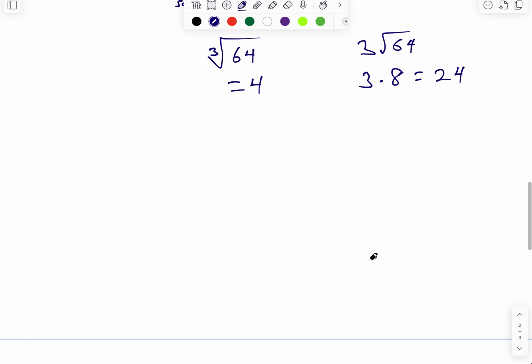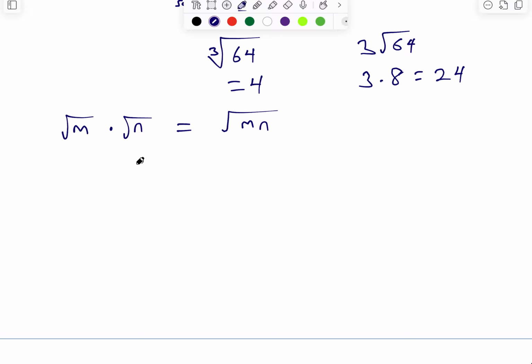Now, quickly, let's look at the rules that we need to follow when we're dealing with surd expressions. The first thing you need to know is that if you have the square root of m multiplied by the square root of n, note these are of the same root, square root, square root, then you can say this will be the square root of mn. If you have the square root of m divided by the square root of n, then you can put them together as the square root of m over n, provided that n is not equal to what? 0.